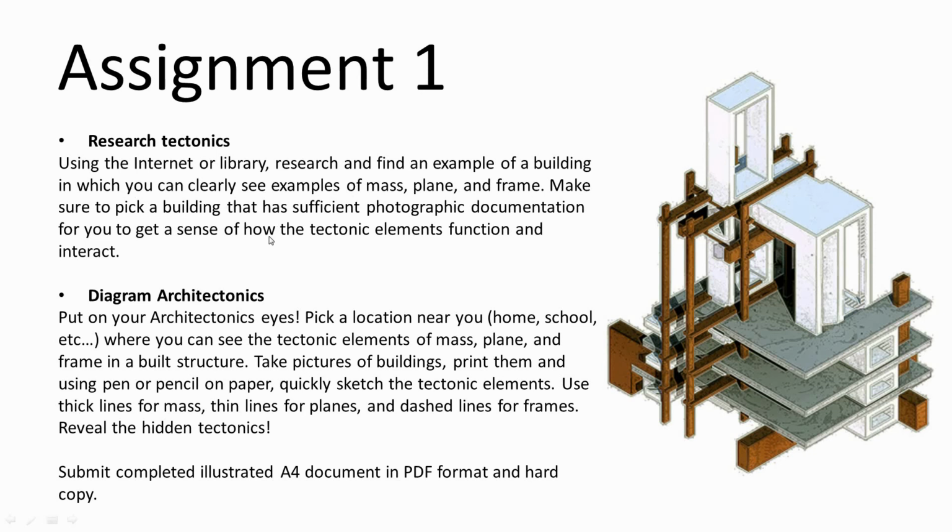So you're going to have to make sure that you pick a building with sufficient photographic documentation for you to get a sense of how the tectonic elements function and interact, okay? It's not going to be good enough to just find a picture of a building. You're going to have to find several that show it from different angles, that show how it kind of comes together. Ideally, show some examples of how things join. So maybe you'll also find some of the original architectural drawings, and you can look at how things join. You'll get a sense then of how things come together and what I'm talking about.